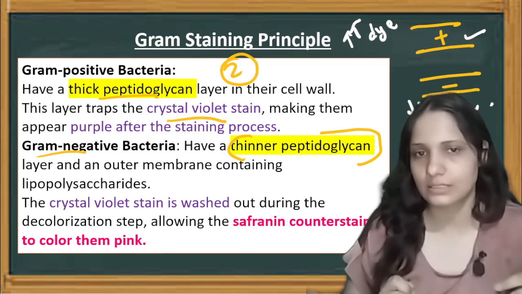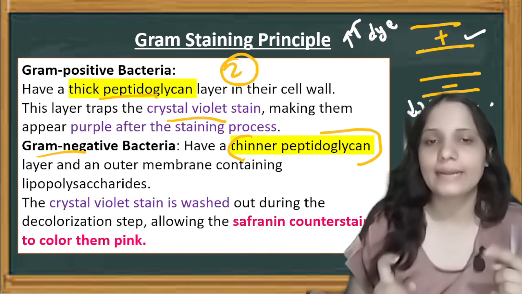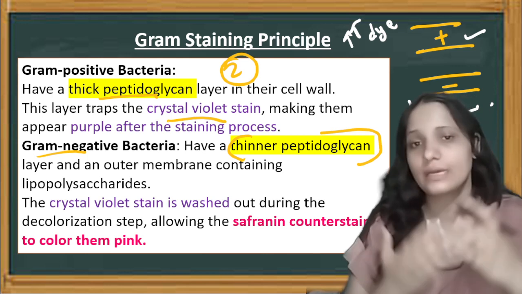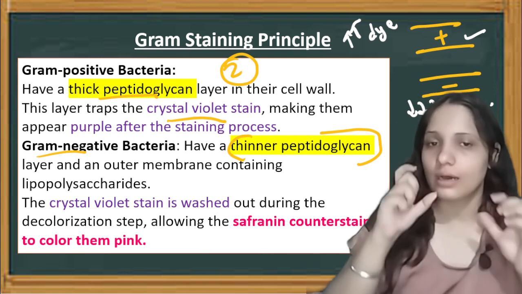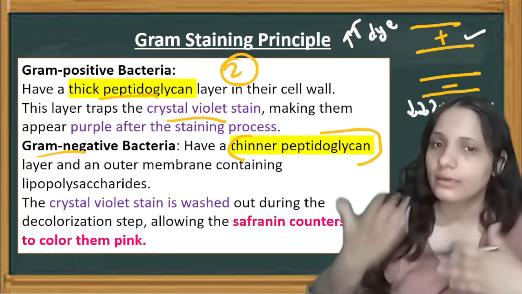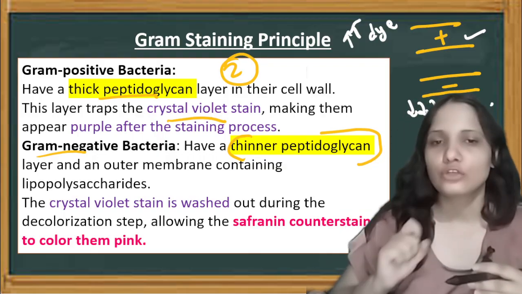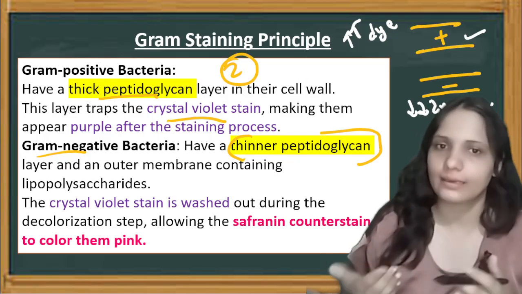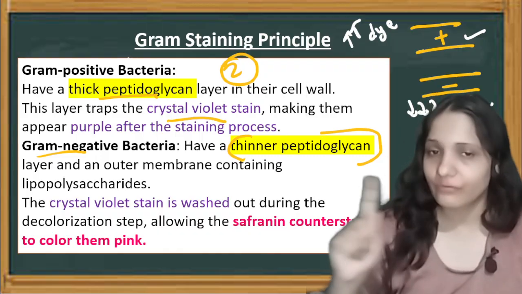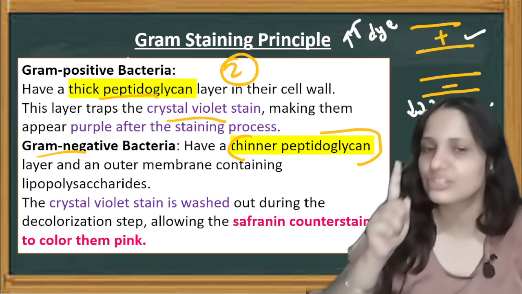So here we have this principle. When we apply the primary dye, crystal violet, on gram positive bacteria, which we know have the thicker layer, this thick layer will trap the dye in large amount. In gram negative bacteria, this layer is very thin, so it is going to trap less dye. This is the difference between gram positive and gram negative bacteria at the first step, while we apply the first stain, the primary stain, crystal violet.